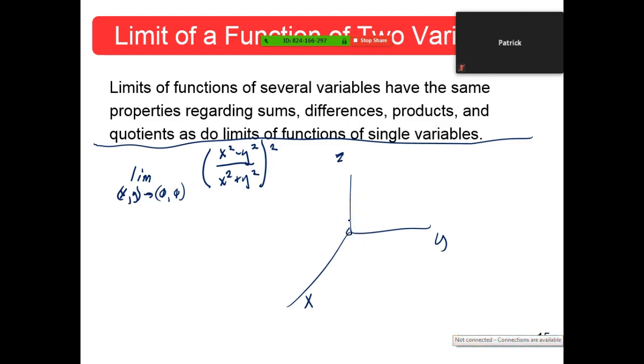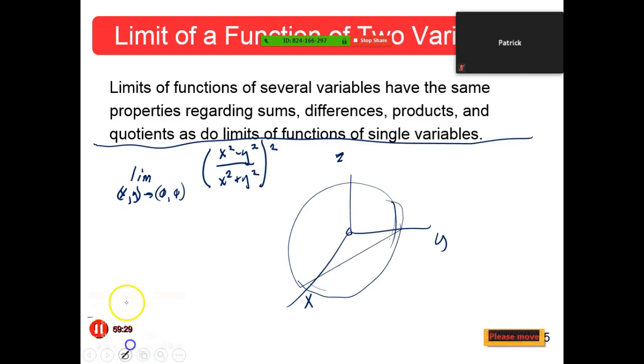The origin is the only place this function is not defined. So if you had a circle around that origin, and I did not draw it that way, the pen is doing strange things. Let's see if I can get it to, my circles are bad, but they weren't that bad, usually. Okay. Now, that's an awfully big circle.